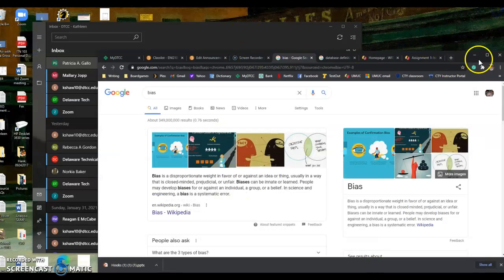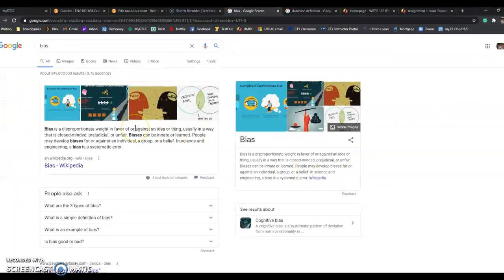because I saw a lot of responses about bias that I think were confusing bias with focus. So I just pulled up the definition of bias. Bias is a disproportionate weight in favor of or against an idea or thing, usually in a way that is closed-minded, prejudicial, or unfair. So that's what you're looking for when you're looking for bias. You're looking for something that's unfair.